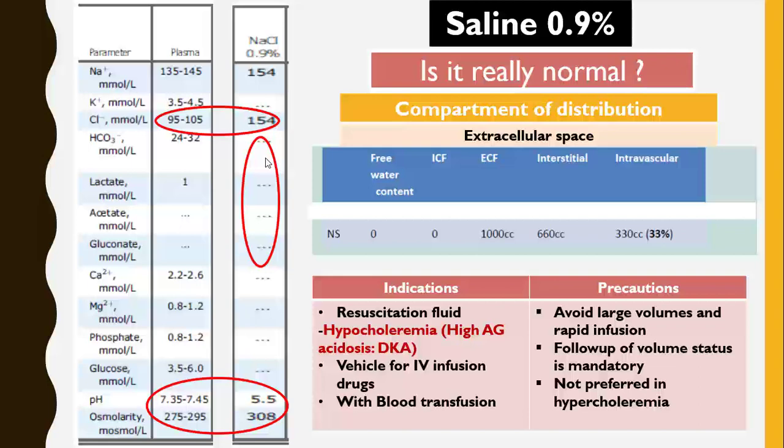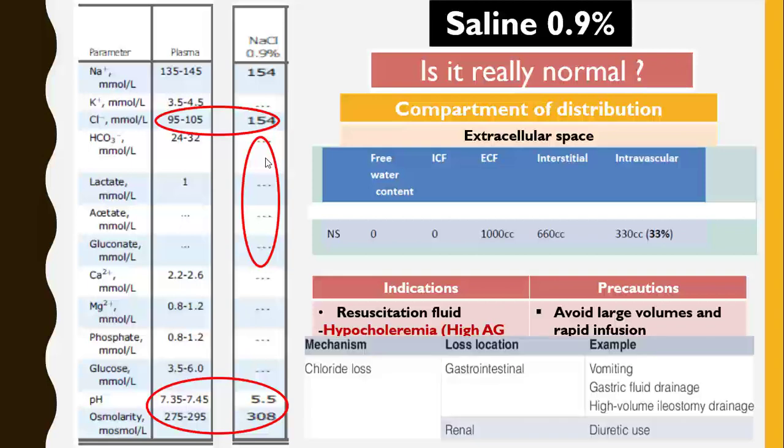But if I know that the patient is hypochloremic, as in patients with high anion gap metabolic acidosis like DKA patients, those are the causes of hypochloremia: patients with vomiting, gastric fluid drainage, high volume ileostomy drainage, or over diuretic use. Patients with hypochloremia will benefit from this solution, but patients with hyperchloremia will not benefit from the solution.